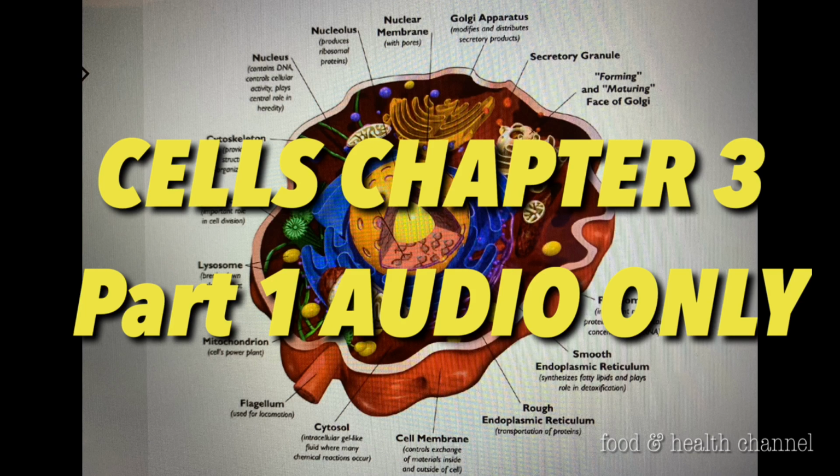Surrounding the nucleus is a double-layered nuclear membrane. The nuclear membrane contains large pores that allow the free movement of certain substances between the nucleus and cytoplasm. The nucleus is filled with a fluid substance called nucleoplasm. Within the nucleoplasm are two other structures, the nucleolus and chromatin.